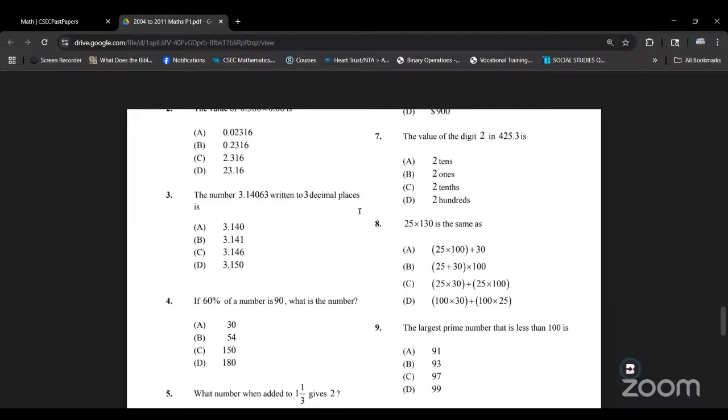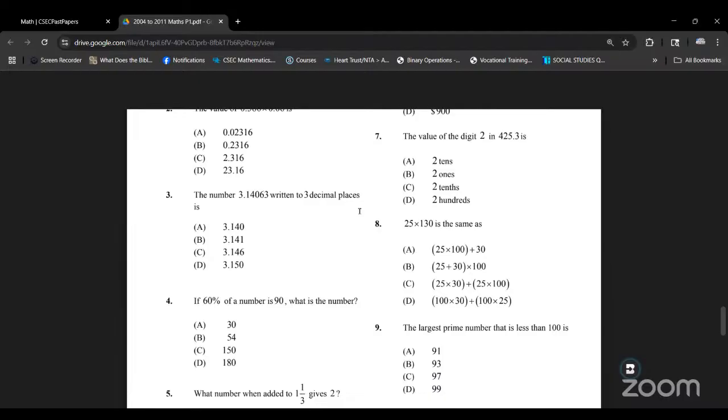25 times 130 is the same as A, open bracket, 25 times 100 close bracket plus 30. B, 25 plus 30 times 100. C, 25 times 30 plus 25 times 100. D, 100 times 3 plus 100 times 25. Okay. Now, what do you think the answer for this one is?